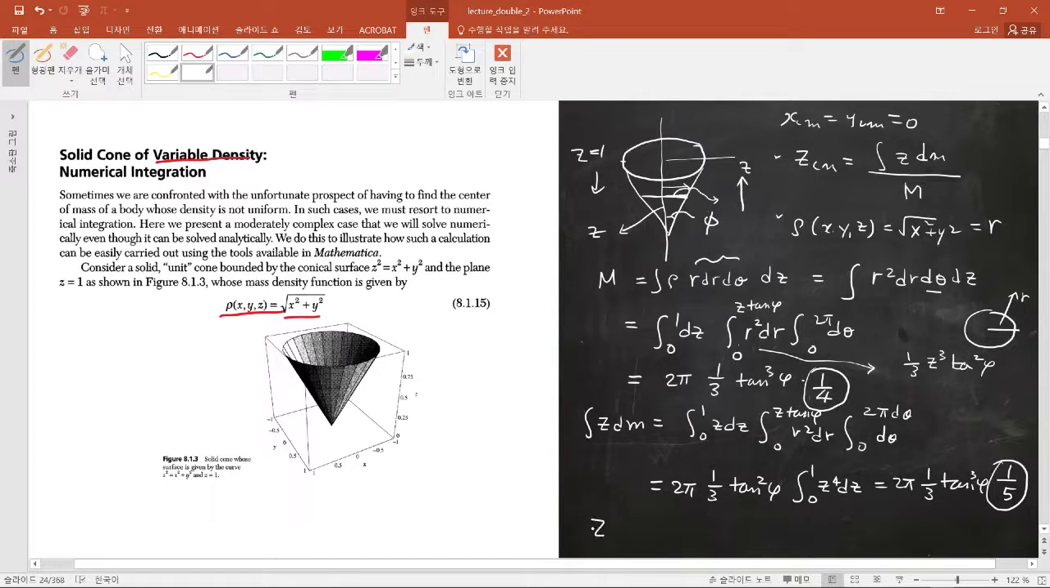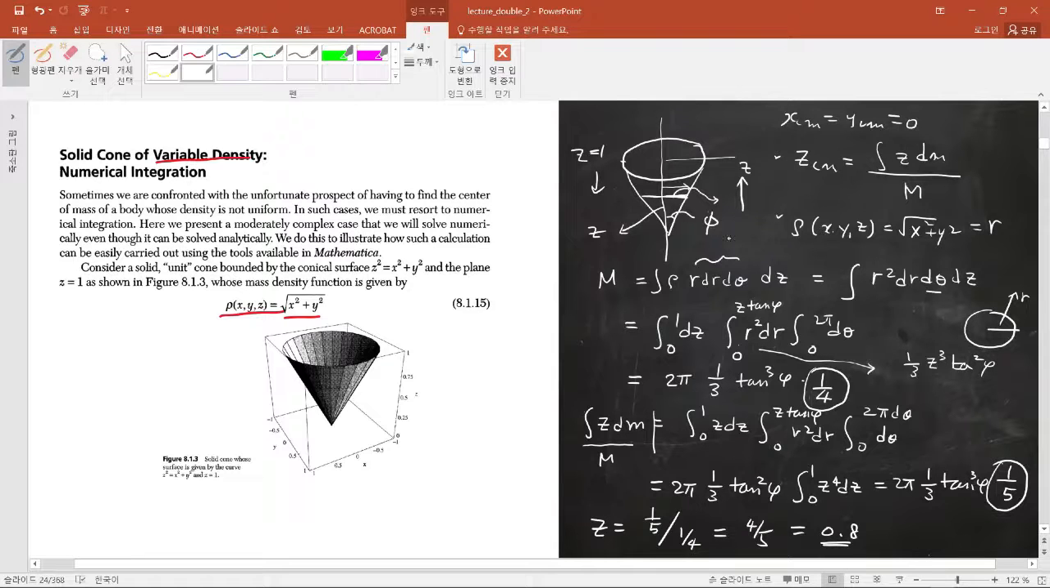Therefore, z center of mass, which is equal to this one over m, is what? These factors are all the same, and that is 1/5 over 1/4. That is 4/5, which is approximately 0.8.